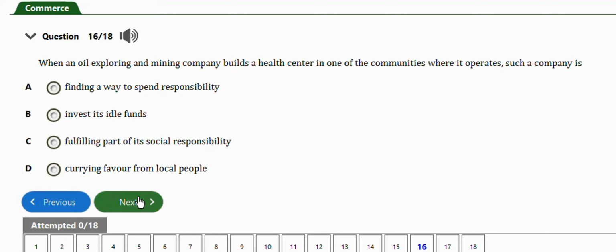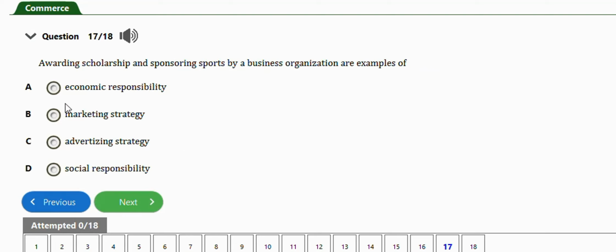Next question says when an oil exploring and mining company builds a health center in one of the communities where it operates, such a company is fulfilling part of its social responsibility. It's very, very obvious, guys. Option C. Next question says awarding scholarships and sponsoring sports by a business organization are examples of social responsibility. Option D.